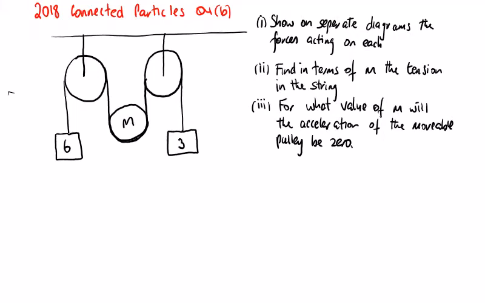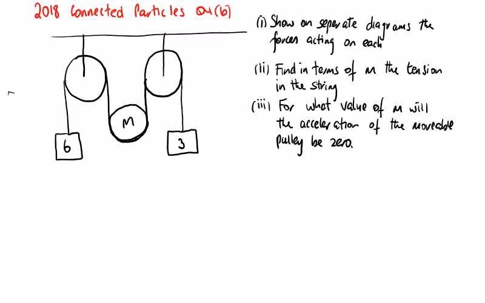2018 Connected Particles, question 4b. A movable pulley of mass m is suspended on a light, inextensible string between two fixed pulleys as shown in the diagram. Masses of 6 kilos and 3 kilos are attached to the ends of the string. The system is released from rest. 3 parts to this question. Part 1 is showing on separate diagrams the forces acting on the movable pulley and each of the masses.